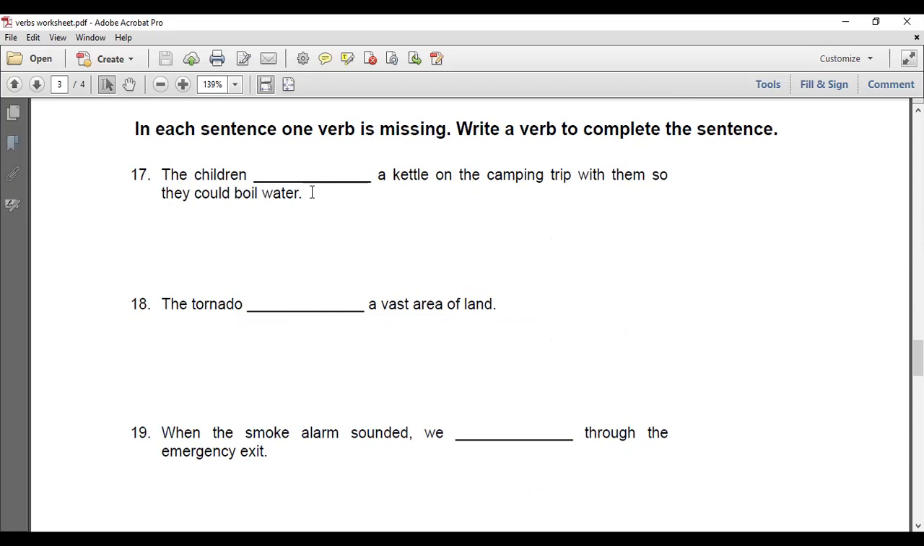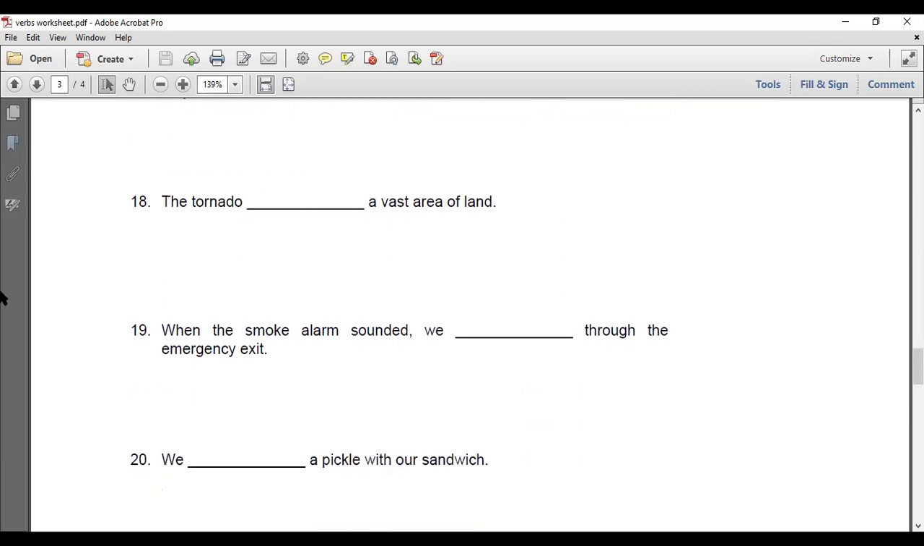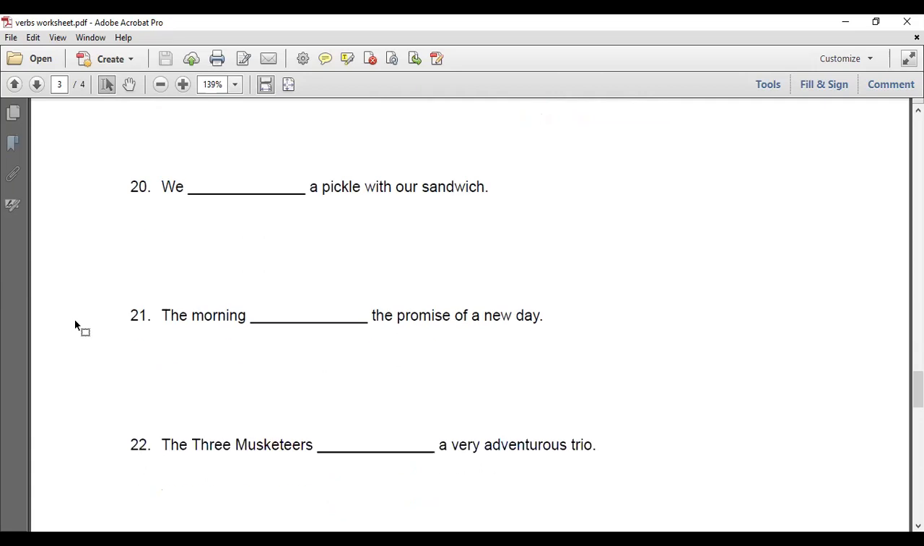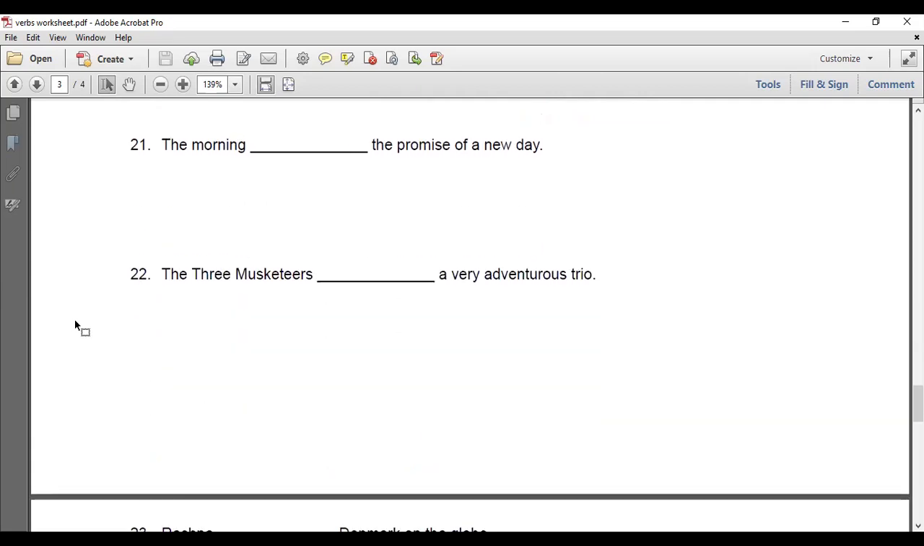18. The tornado dashed a vast area of land. 19. When the smoke alarm sounded, we dashed through the emergency exit. We dash a pickle with our sandwich. The morning dash, the promise of a new day. The Three Musketeers dash, a very adventurous trio.